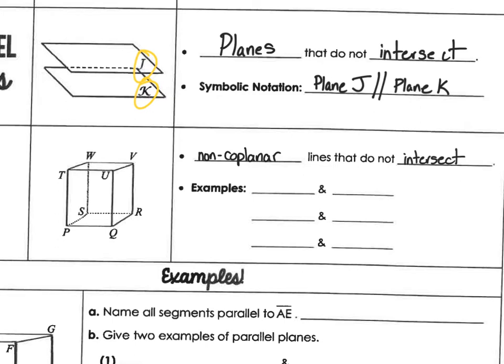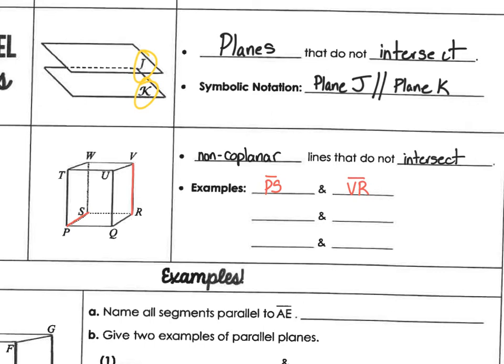So if we looked at P and S, something that was a skew line to P and S would be V and R. Okay, because those two are on two different planes, and because of the way that they sit, those two lines will never touch. Because there's the space in between them. Okay, we'll just call those line segments.